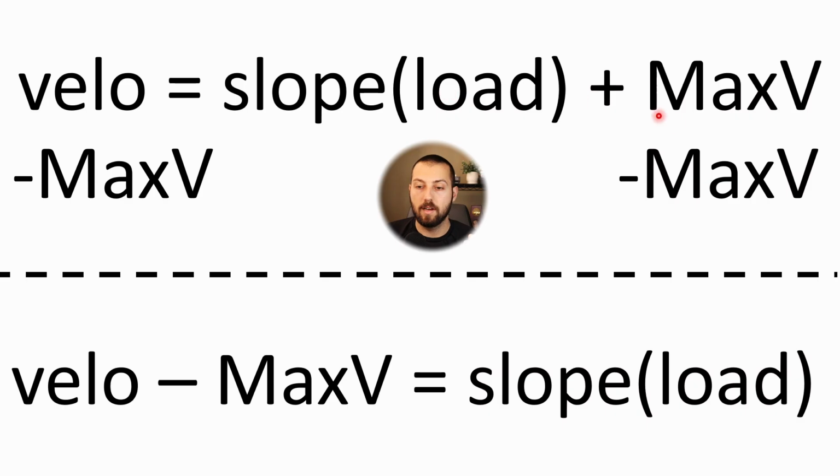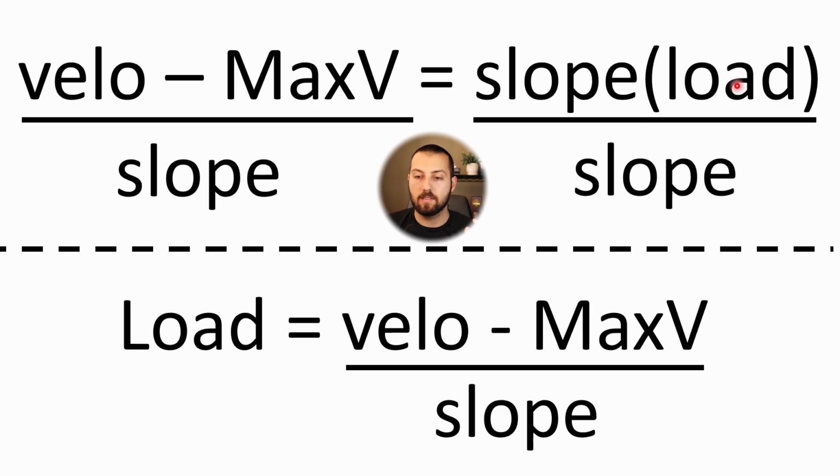So first, we have to subtract max velocity from each side. So I'll just rewrite this. Velo minus max velocity is slope times load. Again, this is y equals mx plus b. I'm just rearranging stuff. So next, to get load by itself, we just have to divide everything by the slope.